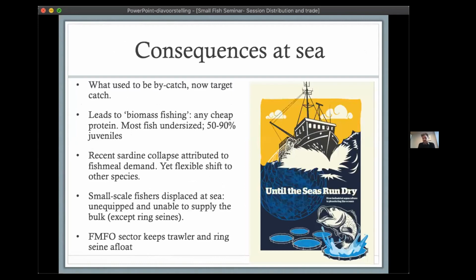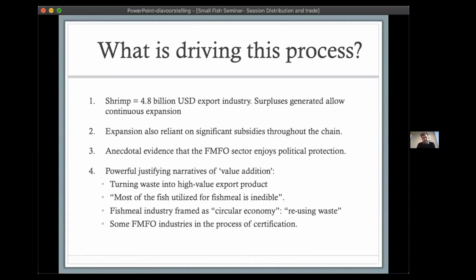There are also various consequences at sea. I see I have 2 minutes left. It leads to a form of biomass fishing. This has nothing to do with bycatch anymore. This is actually target catch. Entire harbors and fleets are basically deliberately operating to catch fish for fishmeal factories, very flexible in terms of shifting from one species to another. And small-scale fishers are also losing out here and being displaced because they're not able to join and supply this bulk. Next slide, please.